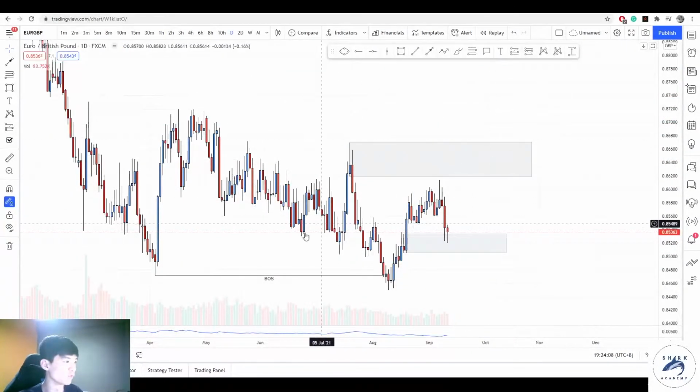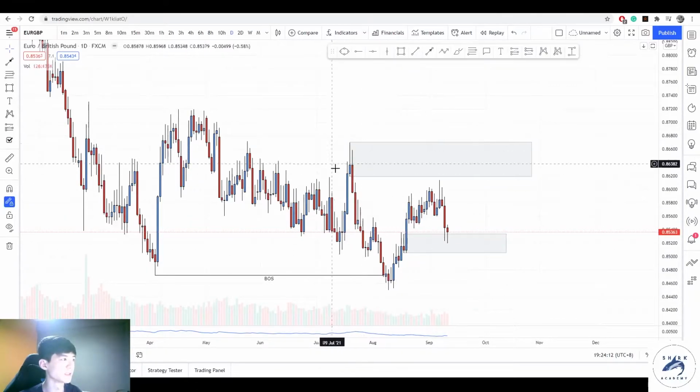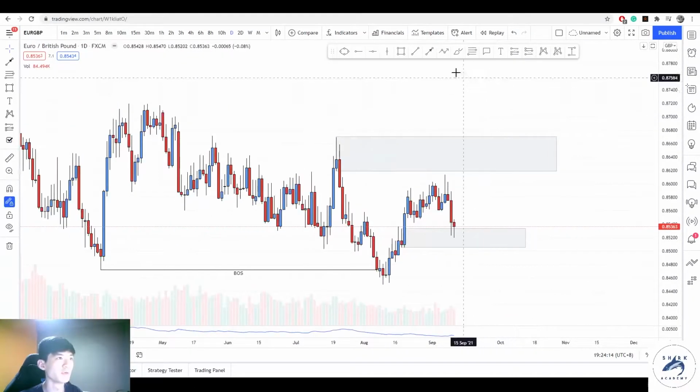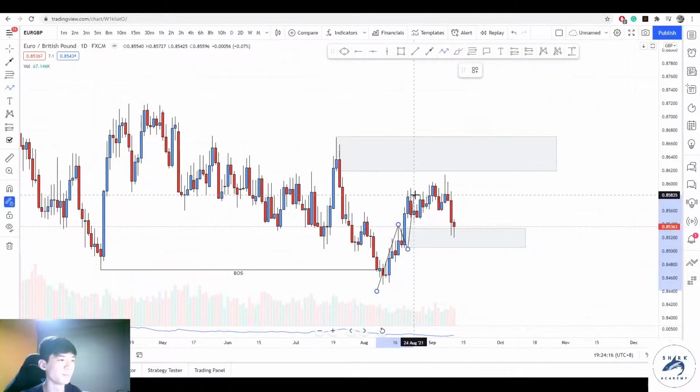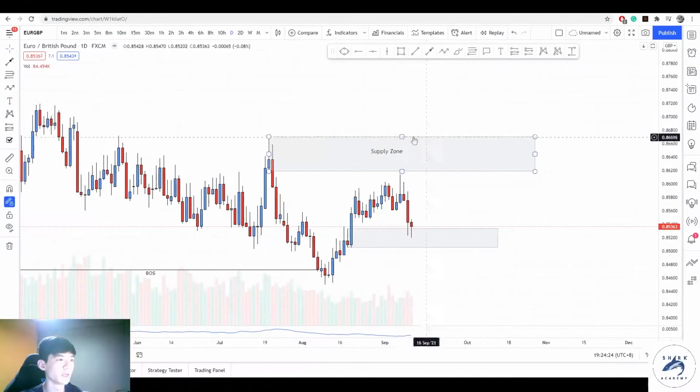Next up, we have the Euro Pound. Clearly a break of structure at this level, leaving behind supply area over here. You can see prices making their way up, failed to tap into our supply area, means that this level is not mitigated yet. So now we have a supply area to get involved.